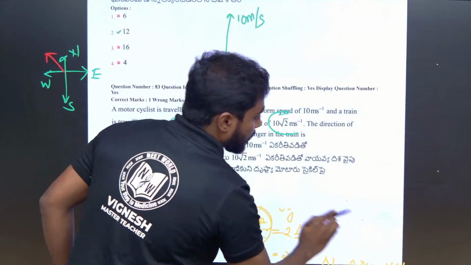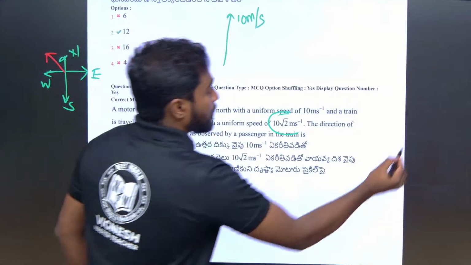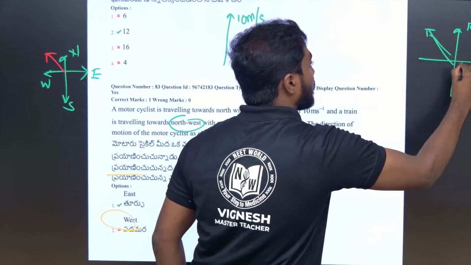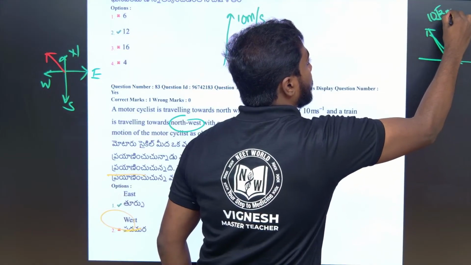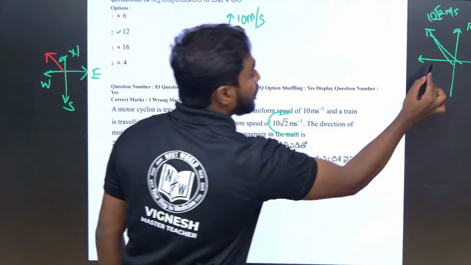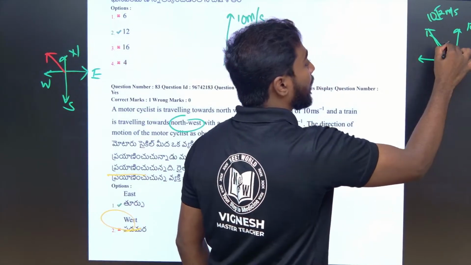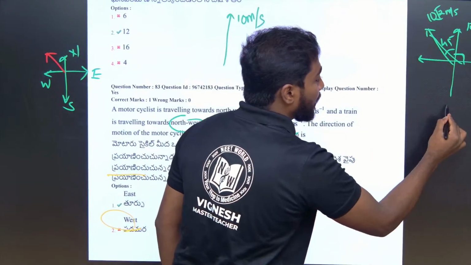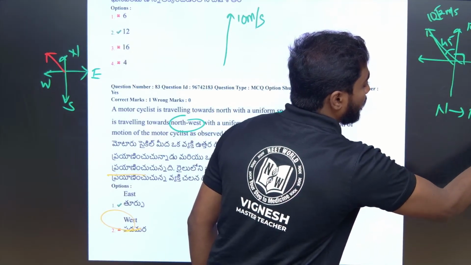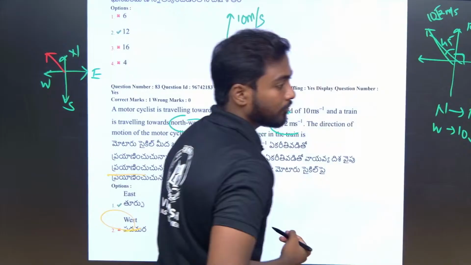10√2 meter per second, but it is in northwest. This is 10 meter per second and this is my 10√2 meter per second. So when I take the components, they are saying northwest, so the angle will be 45, when I talk about the northwest. So in north it will be 10√2 cos 45, in west it will be 10√2 sin 45.